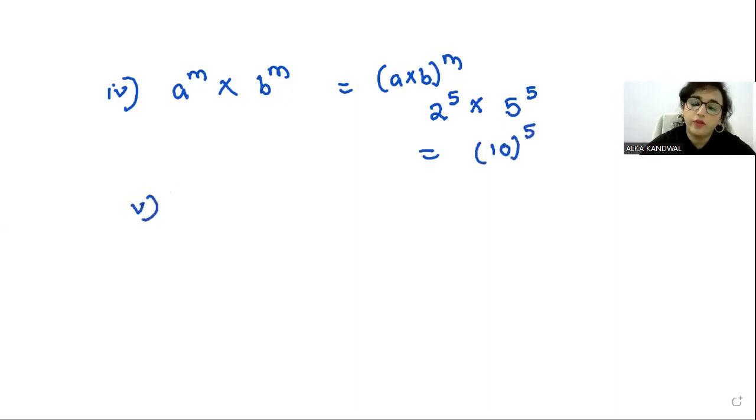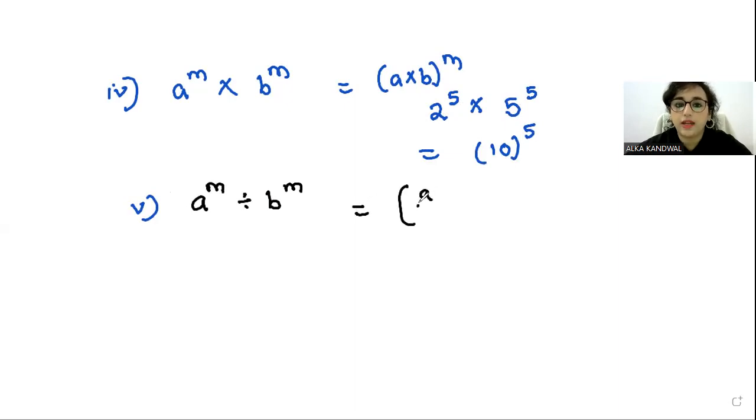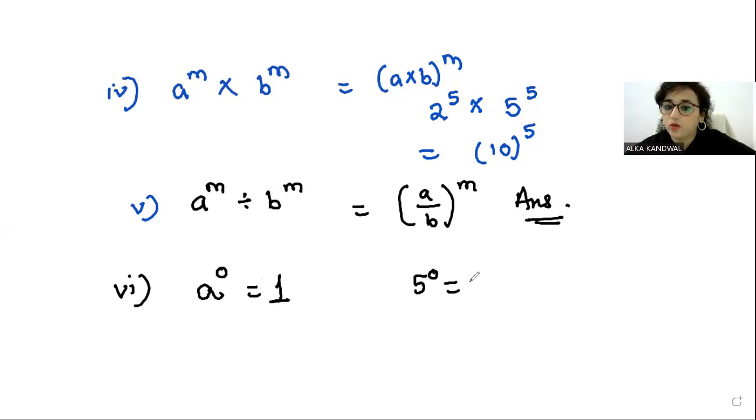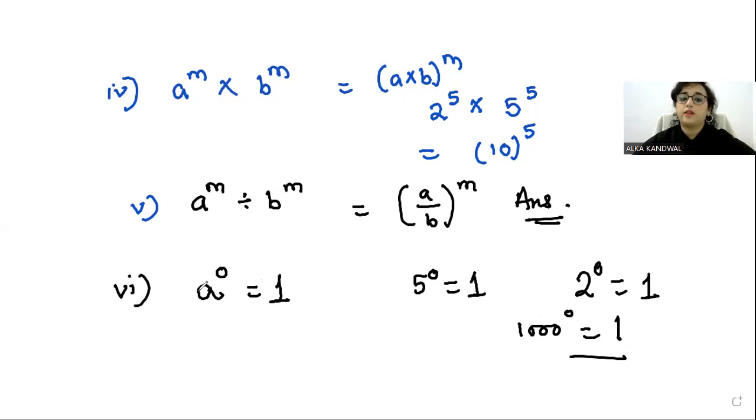Now when we come to the fifth one, it is similar to what we have written here. If a to the power of m divided by b to the power of m, yes, so we can write it as a divided by b, to the power of m. So that is the answer here. So this is the other law of exponent, and the sixth one is any number to the power of 0 is always 1. If I said 5 to the power of 0, its value will be 1. And 2 to the power of 0, its value will be 1. 1000 to the power of 0 is 1. So this is another law of exponent.